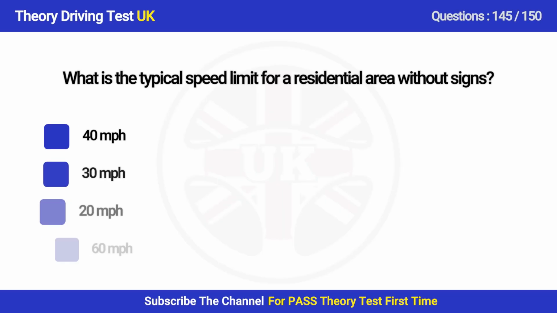Question 145. What is the typical speed limit for a residential area without signs? A, 40, B, 30, C, 20, D, 60.